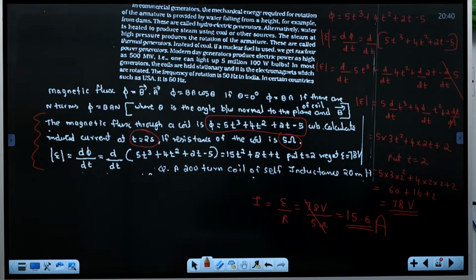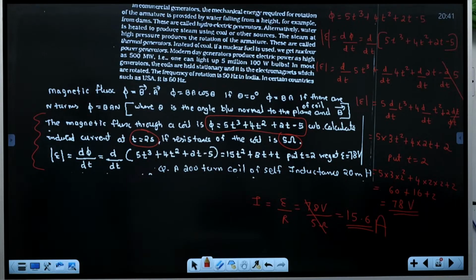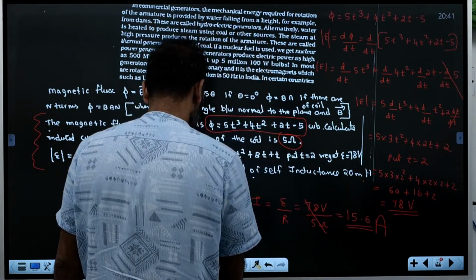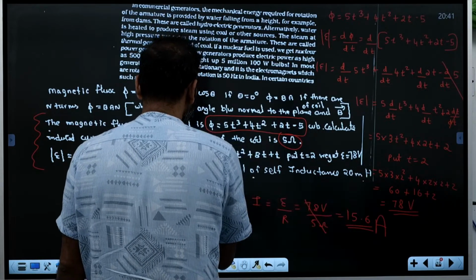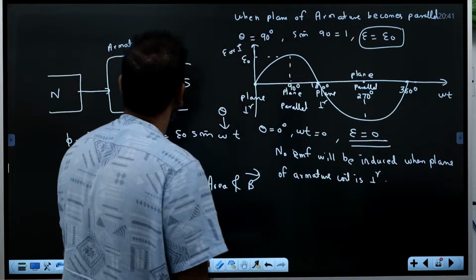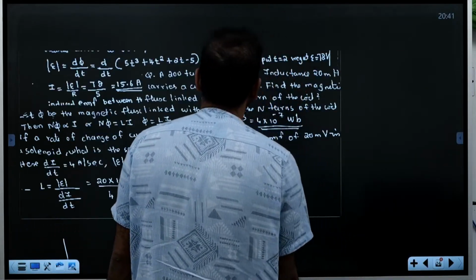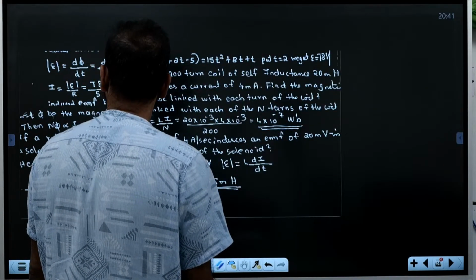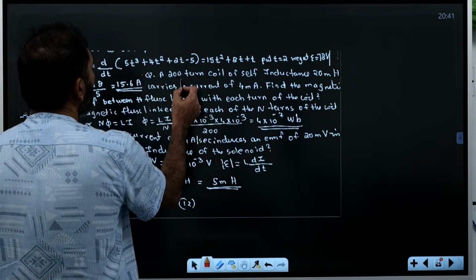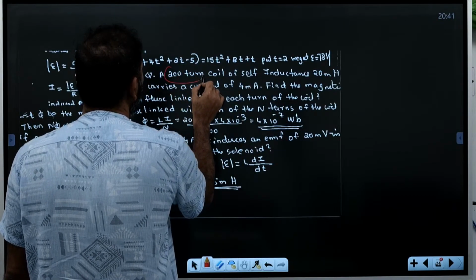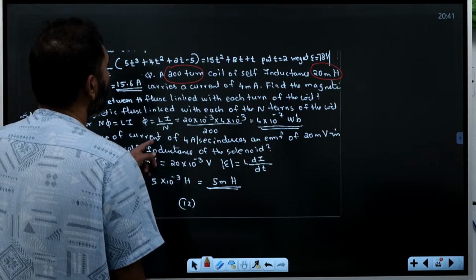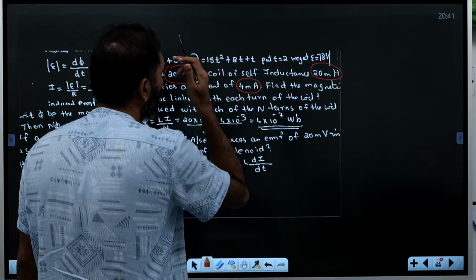Noted. Okay. So let's continue. A 200 turn coil of self-inductance 20 millihenry carries a current of 4 milliampere. What is the current? 4 milliampere.